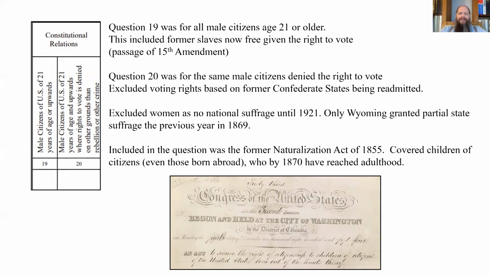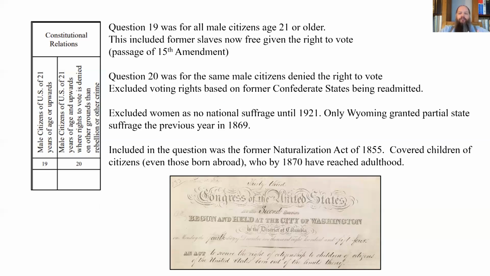So question 19 was centered on all males age 21 or older. So if you were a man, you had to check this if you were over the age of 21. This would include former slaves now able to vote due to the passage of the 15th Amendment, granting them full voting rights. Question 20 was centered on the same group of males, but it was only geared towards those who were denied the right to vote.